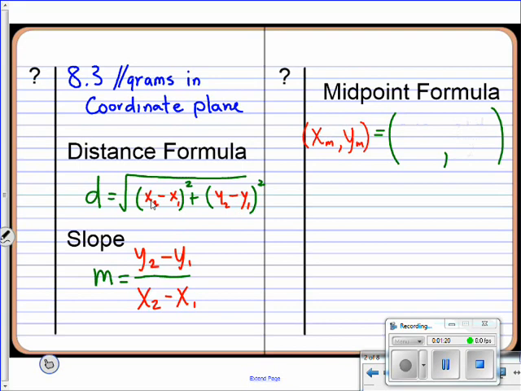And then for the midpoint, we're going to add together your x's and divide by 2 and take your y's and add them together. Basically, we're averaging the x's to find the mid x, and we're averaging the y's to find the mid y.